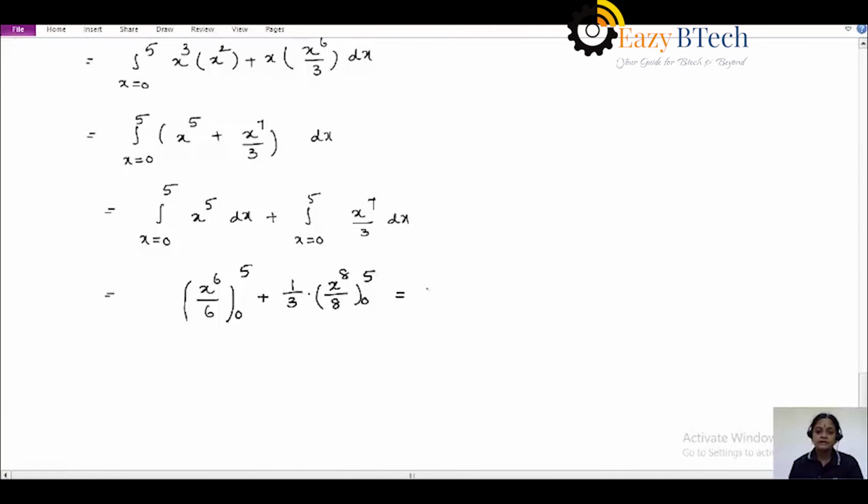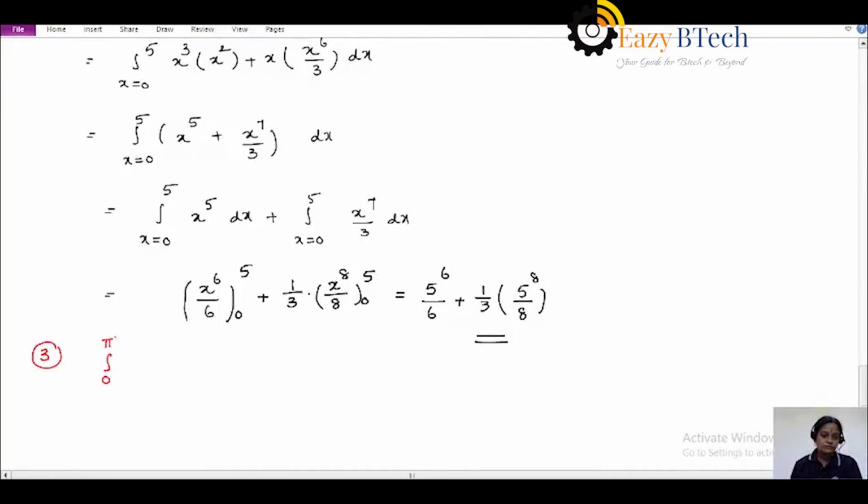Now substitute the values: 5 power 6 by 6 plus 1 by 3 into 5 power 8 by 8 is the final answer of this problem. Okay, coming to the next question, one more problem.